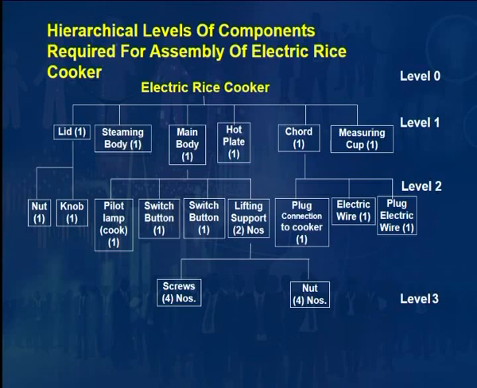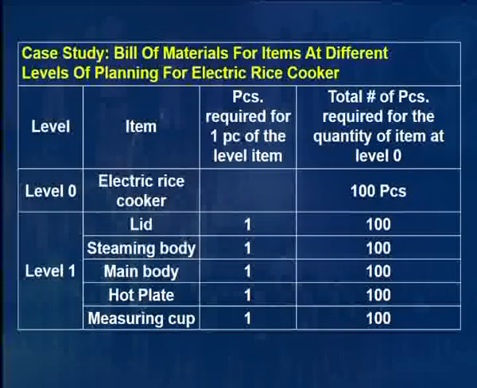There are screws, bolts, and nuts required at level 3, and the number of each component is also mentioned there. So this is again the product structure for making one electric rice cooker. This is known as the bill of materials. Now in the next slide you will see level 0 is electric rice cooker.